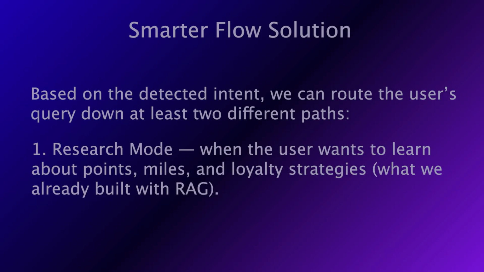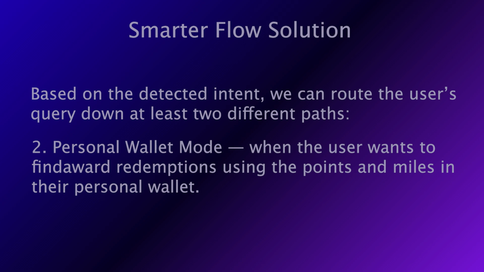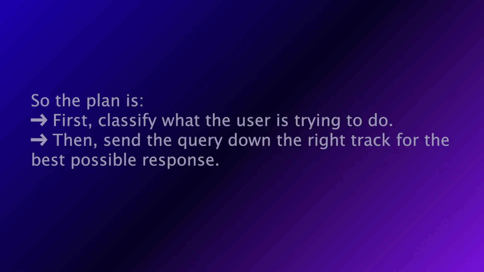First, research mode, where the user tries to learn more about loyalty programs, points, miles, strategies, and so on. And that's what we already have with our current RAG implementation. And second, personal wallet, where the user tries to understand what they can do with the miles and points already in their wallet, as they enter it through the website. So the plan is, first, classify what the user is trying to do, and then send the query down the right track for the best possible response.